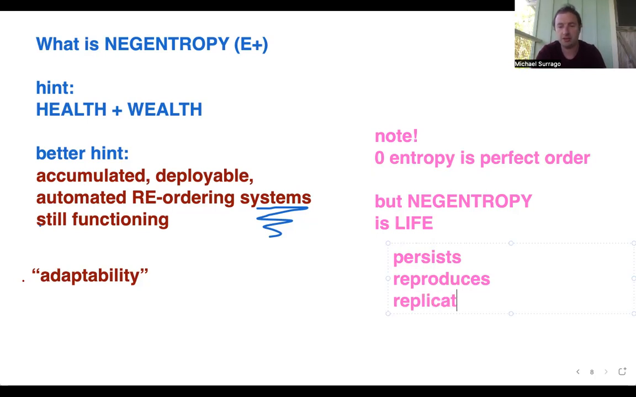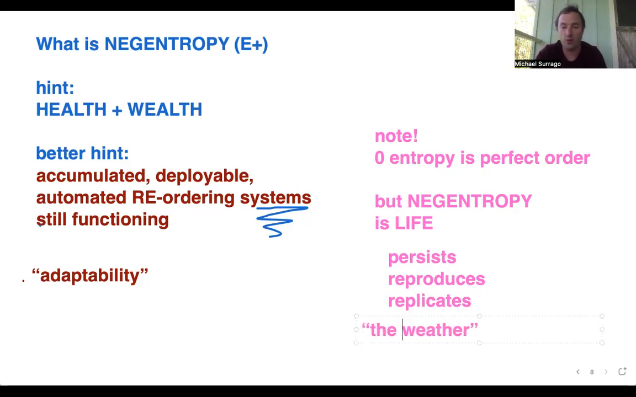Also replicates. And in order to do that, there has to be a bunch of fully functional automated reordering systems that are still functioning. And because we're dealing with the weather, right? Think about the weather, what's the word?